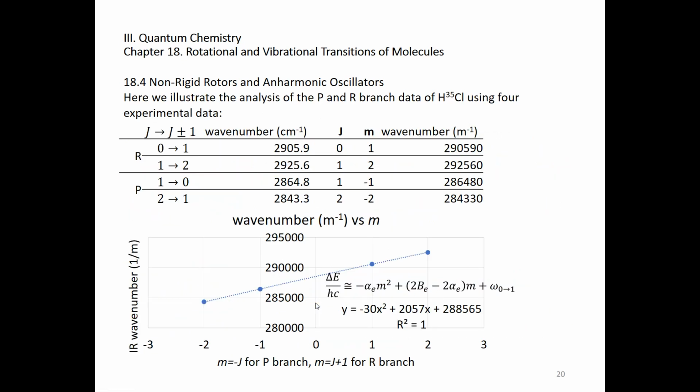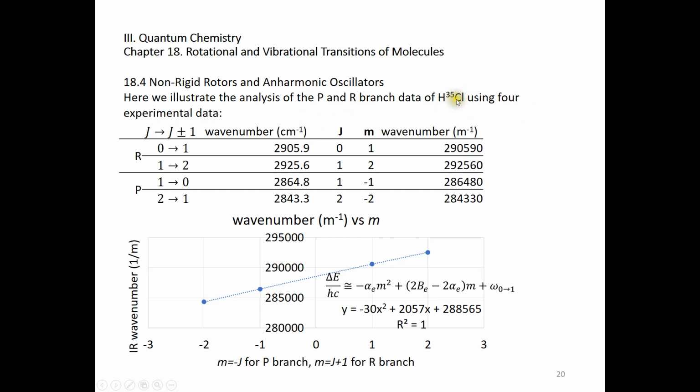It's easier to see a real numerical example to understand the data analysis. Now let's say we collected the high resolution infrared spectrum of this hydrogen chloride, this chlorine 35.